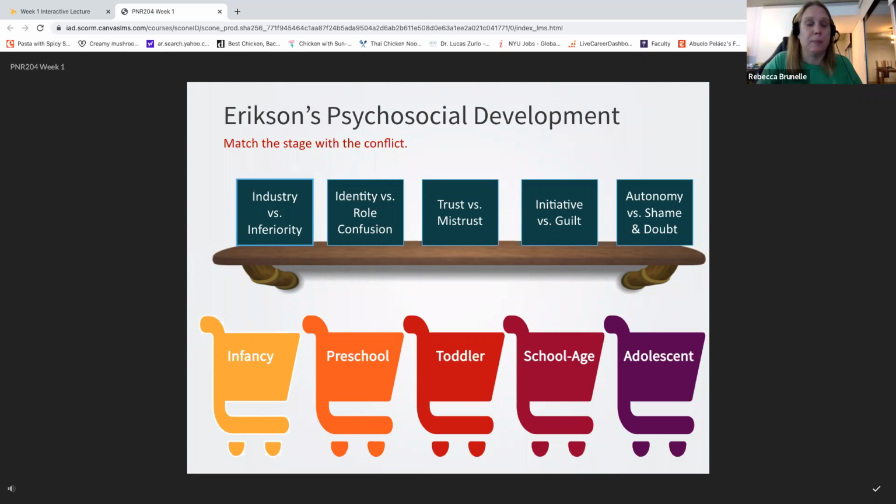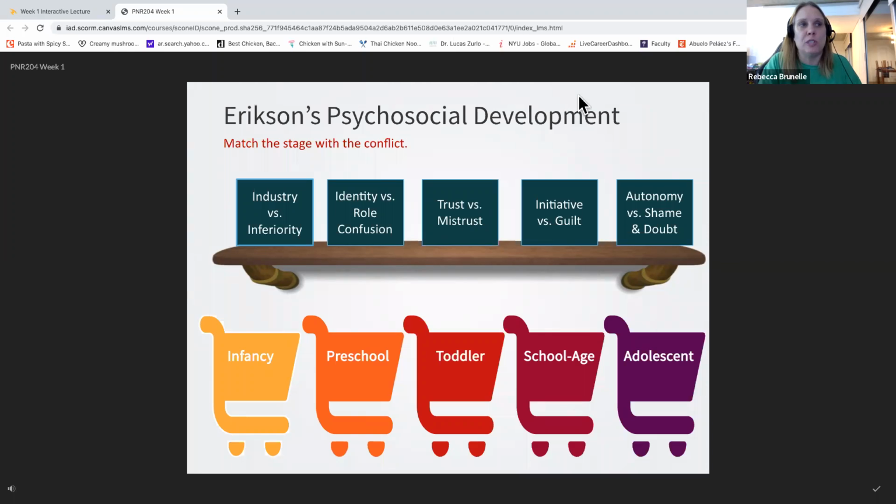Okay. So for Erikson, we have these different stages. In every age group there's a conflict for the individual to overcome. If there's successful resolution, then you have a positive outcome, and if there's not, you have a negative. That's the overall gist of Erikson. For some reason these buckets are in the wrong order, where they have preschool before toddler, but we're going to go in the order that a child would grow.